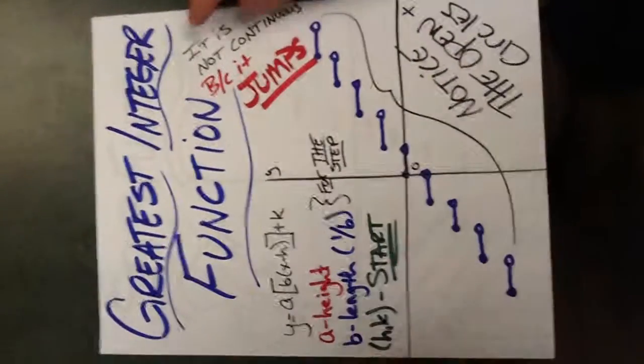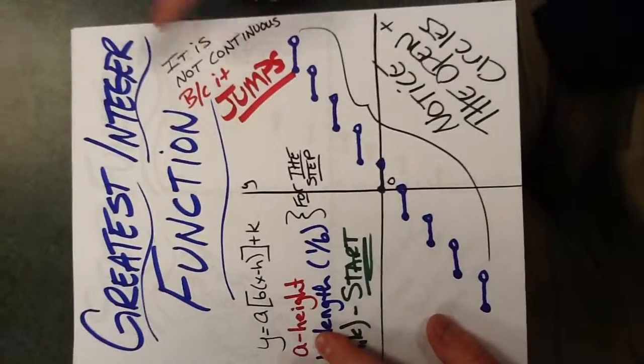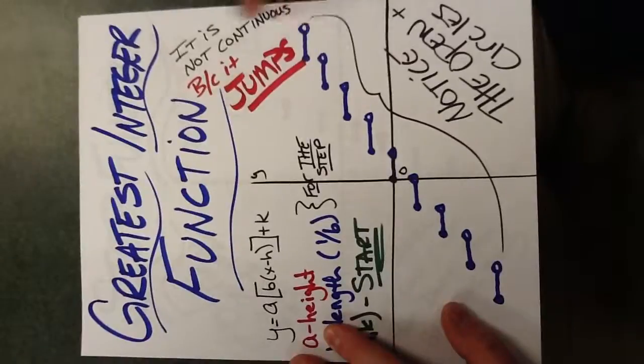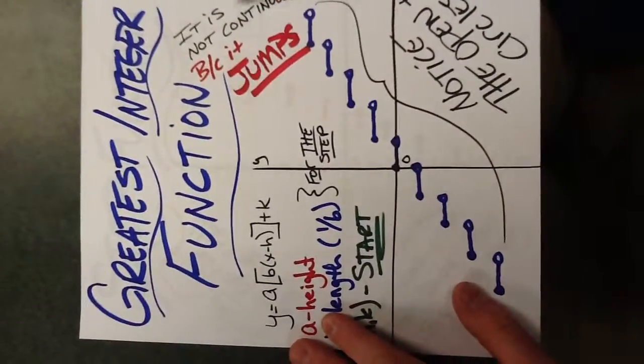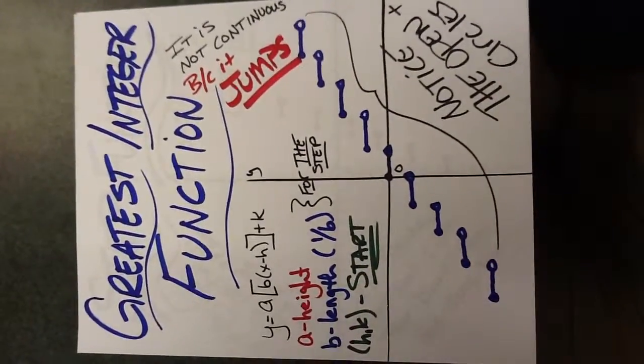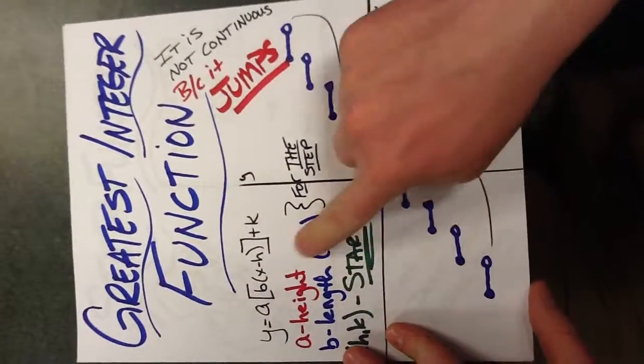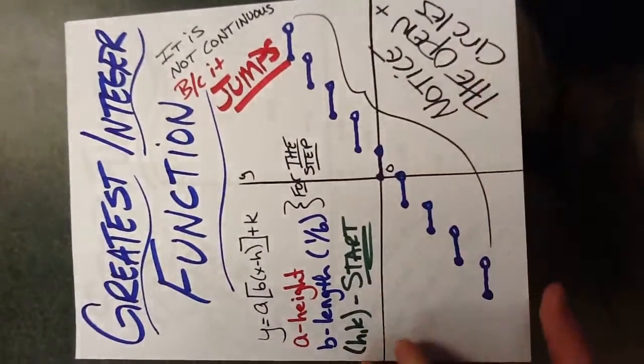They're great. Greatest integer function. This is not continuous because it jumps. Remember about continuity. If you forgot about continuity, play this section over again. A is the height, B is the length. We find the length by 1 over B, and our starting point is (h, k).